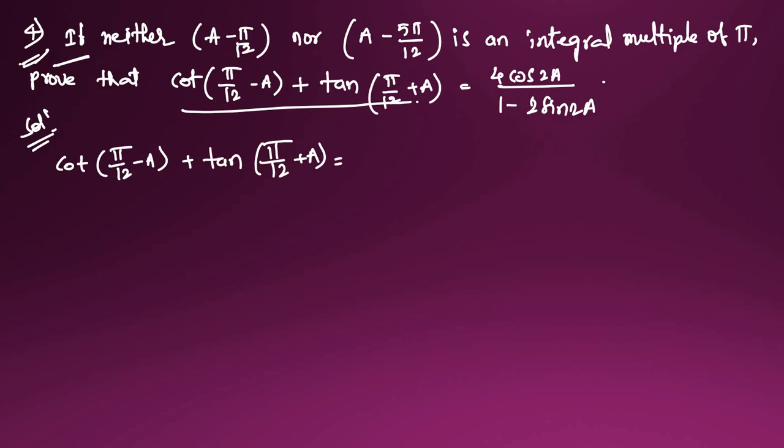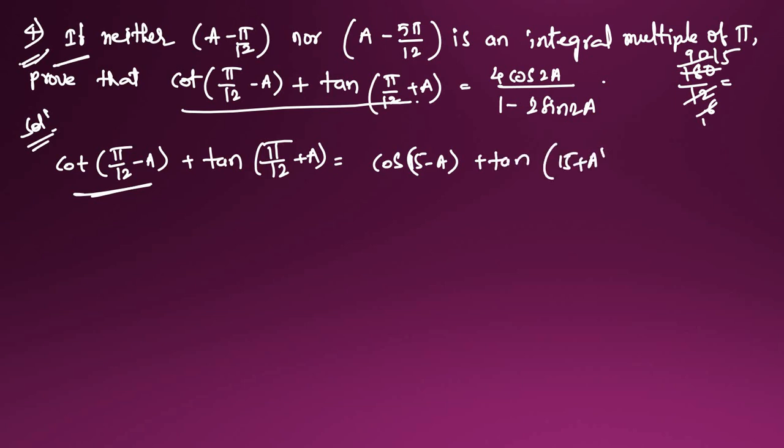Now from this, pi by 12 means 180 by 12, which is 15. So 15 minus a will come here, because this term we are taking here, so this term 15 minus a will come here. And again plus tan of the same thing, so tan of 15 plus a will come here. So these two things we got here. This is cot.